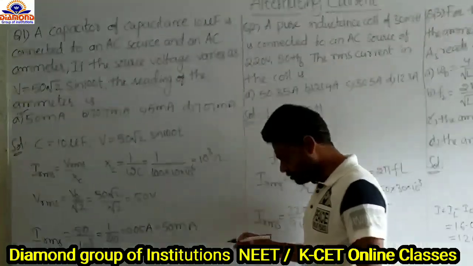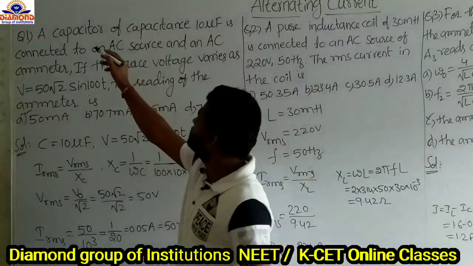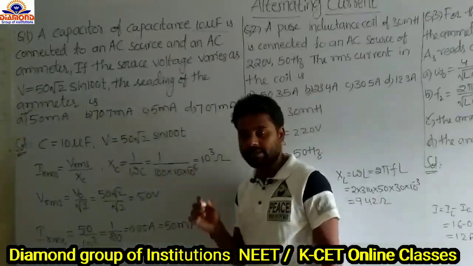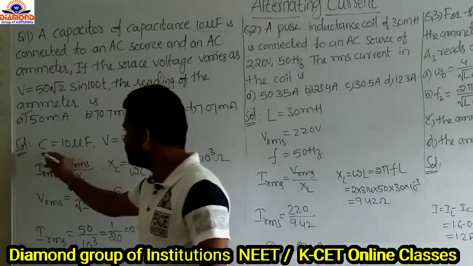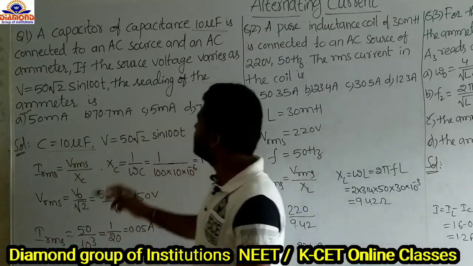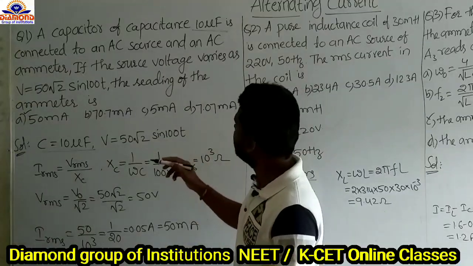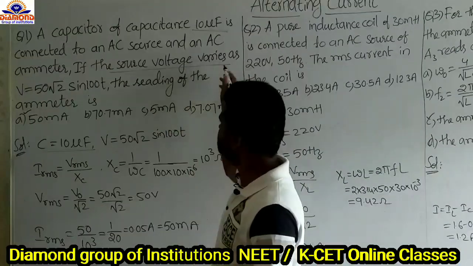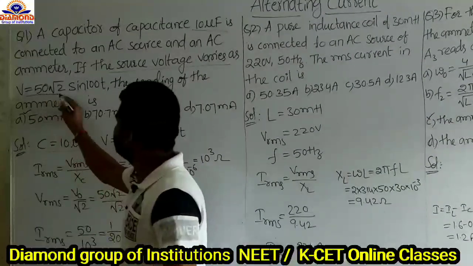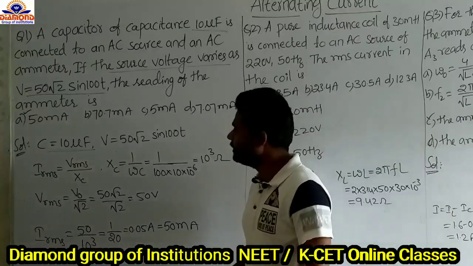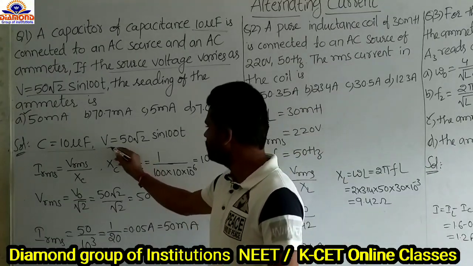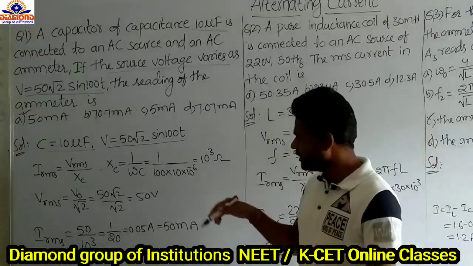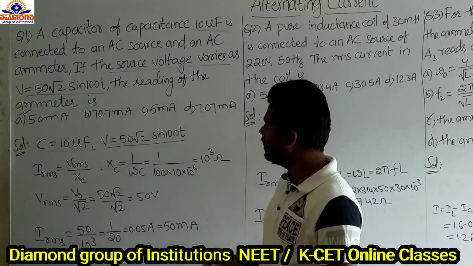See, now the first question is: a capacitor of capacitance 10 microfarads, connected to an AC source and an AC ammeter. The source voltage varies as V equal to 50 root 2 sine 100 t. I am writing the voltage also: the voltage source varies with respect to time, alternating voltage V equal to 50 root 2 sine 100 t.